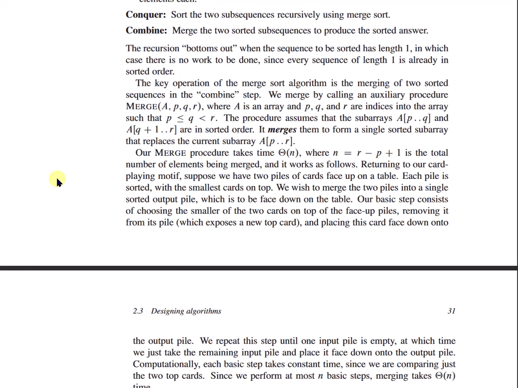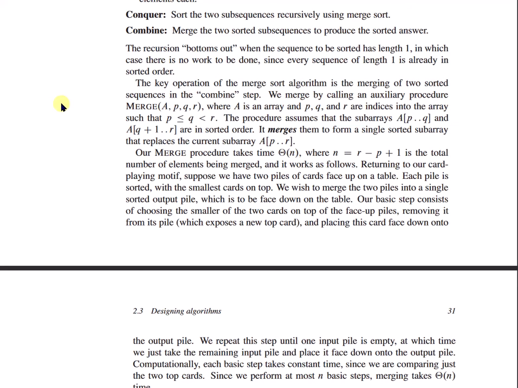The recursion bottoms out when the sequence to be sorted has length 1, in which case there is no work to be done since every sequence of length 1 is already in sorted order. The key operation of the merge sort algorithm is the merging of two sorted sequences in the combine step. Okay, they have mentioned it. The key operation in merge sort is merging of two sorted sequences.